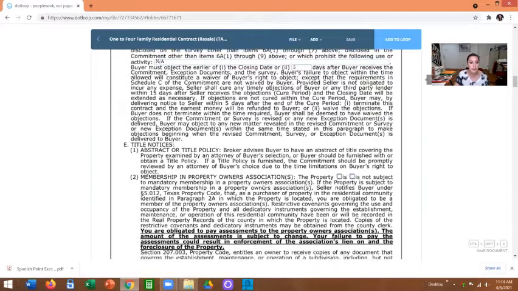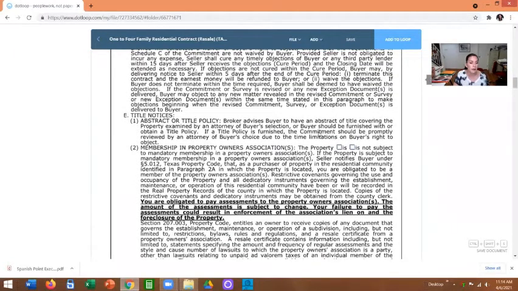Now, abstract of title: if the buyer's worried about who really owns the property, they can hire their own attorney to check on the chain of ownership. I've never seen that happen. It can, but I've rarely seen it happen.